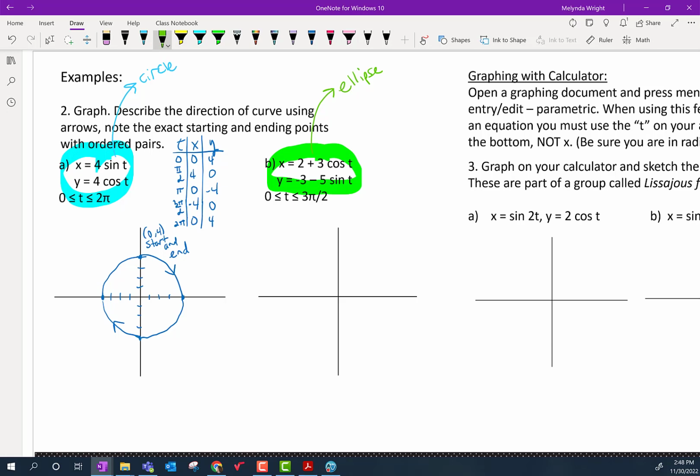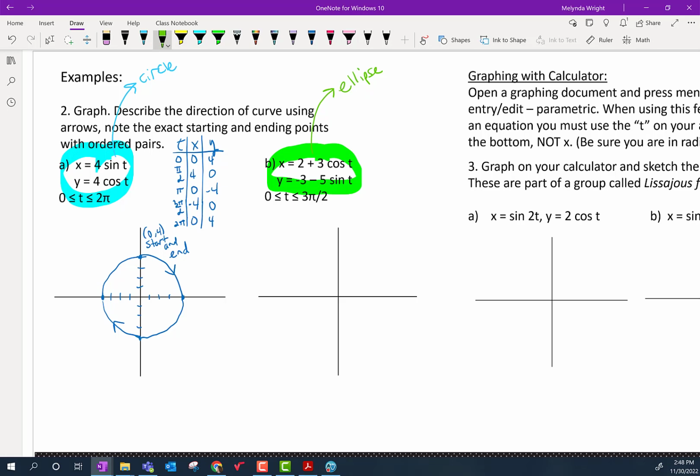Now, do you have to memorize that? No. I'm just trying to help you know what you're going to be drawing before you draw it. It's not something you have to memorize, but it would be helpful if you knew what was coming.